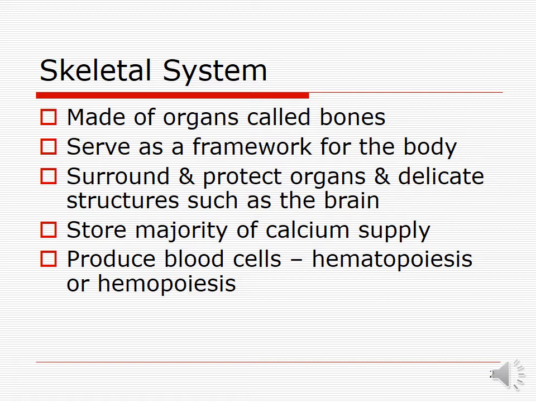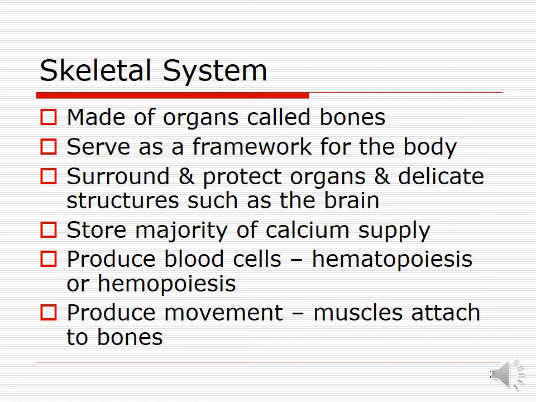Bones are also important in regards to the amount of calcium we can store. They're a major store of calcium in the body. And they're incredibly important in regards to our production of both red and white blood cells. So this is hematopoiesis or hemopoiesis, the production of blood cells. And they help us to move. So where the muscles attach to our different joints, where bones attach together, that gives us movement.